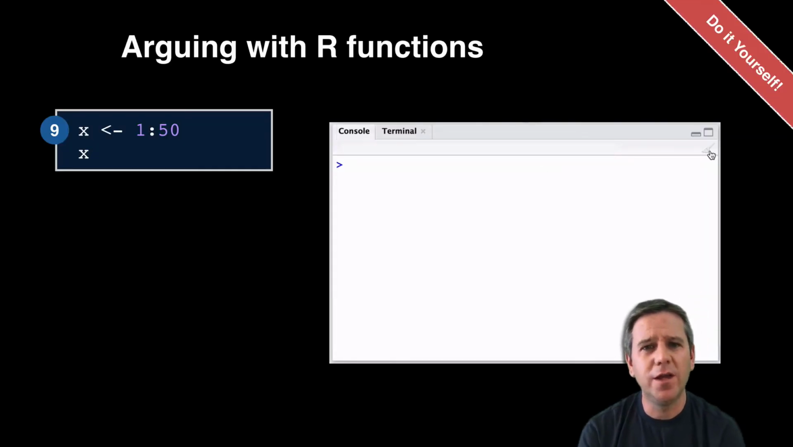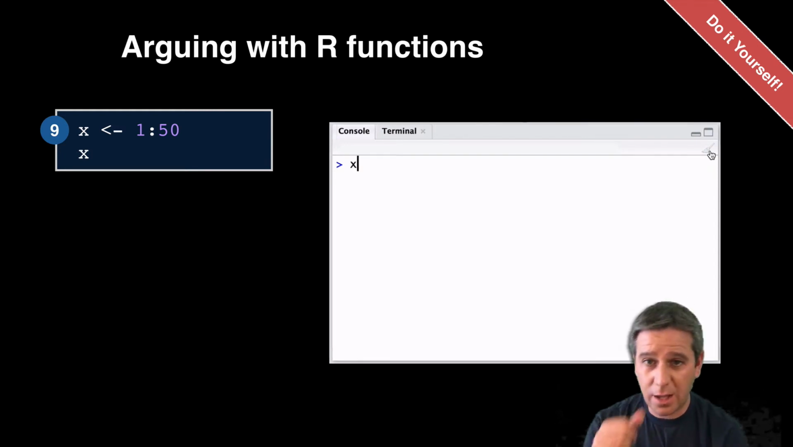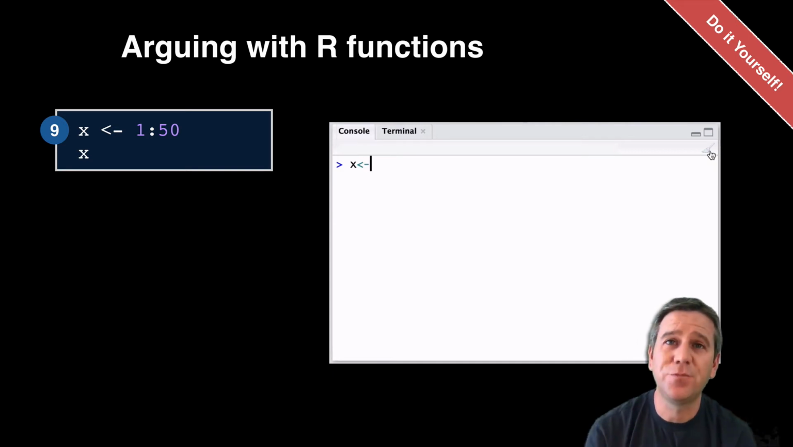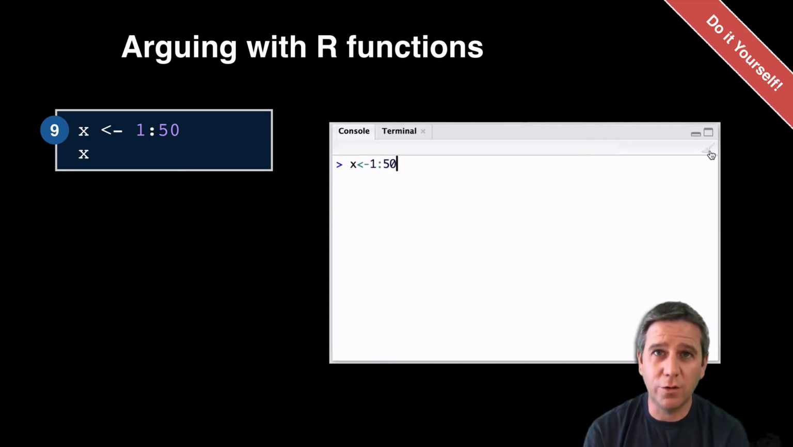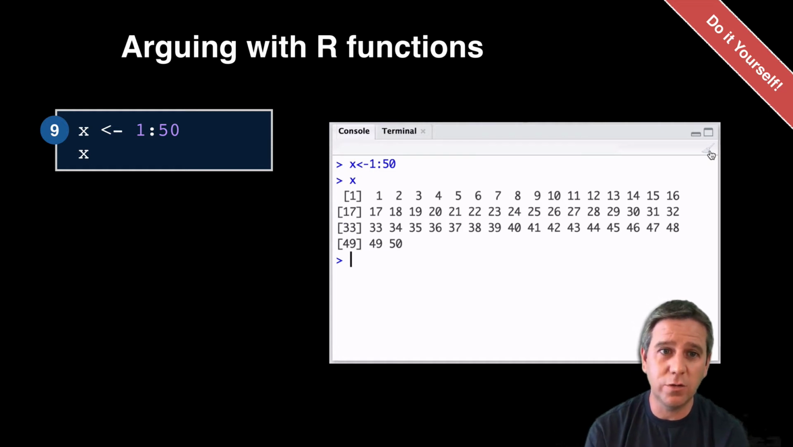So let's move on. Let's create our first R object or variable here. We're going to call it x, and I'm going to give it the values 1 to 50 as shown here, and I'm going to then print out the values of x. So I'm going to type here x, 1 colon 50, then I print out x, and I see that it's got these values 1, 2, 3, 4, etc., consecutively all the way to 49, 50.